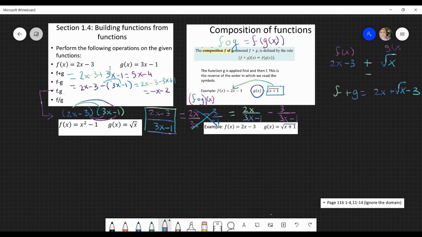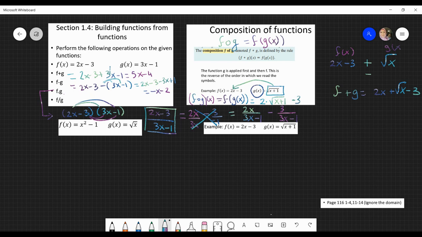Two different machines. So you need to understand that f comes first, then g. But this means take g and put it inside f. So I'm going to take g and put it inside of f in the input. So I'm going to take x away and I'm going to put g of x, all of it, and I'm going to complete the function.